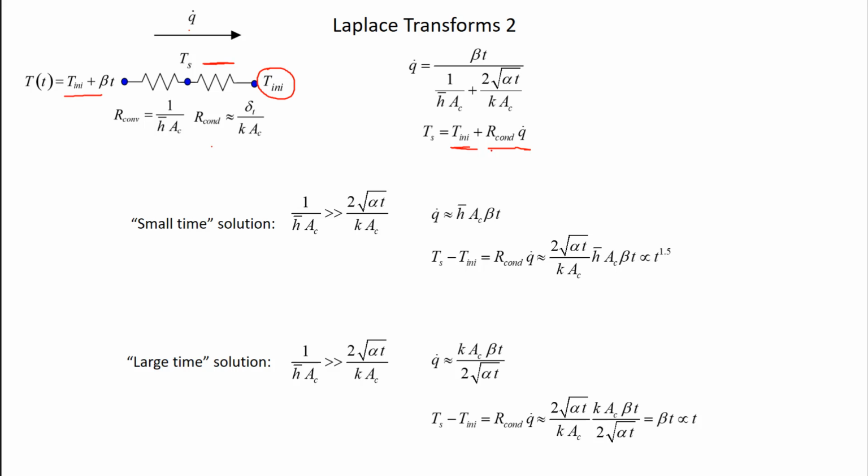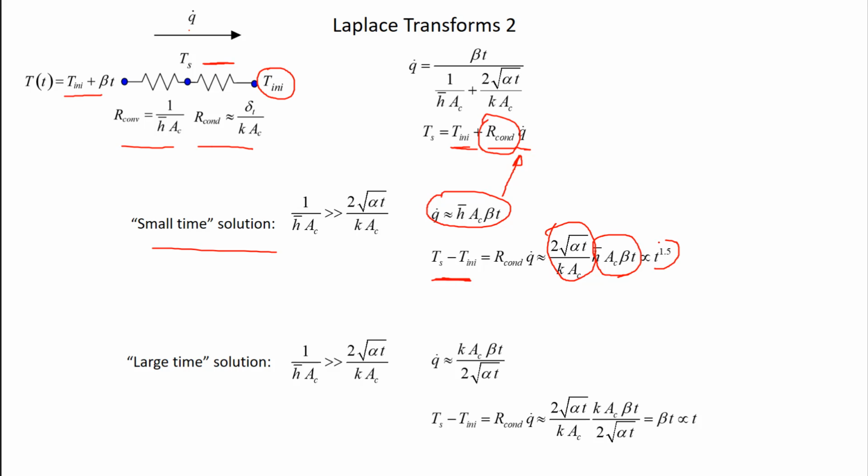Okay. So again, I'm going to have two regimes. I'm going to have this initial regime where this resistance is not very important, and this resistance is very important. So we said that in that regime, here's my Q dot, so I can plug that into here. And then R conduction is the same in both regimes. It doesn't matter. It's always 2 times the square root of alpha t divided by k A c. So in the small time regime, my temperature elevation at the surface is going to be what? It's going to be R conduction multiplied by Q dot.